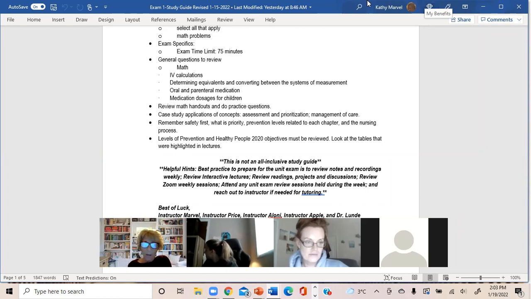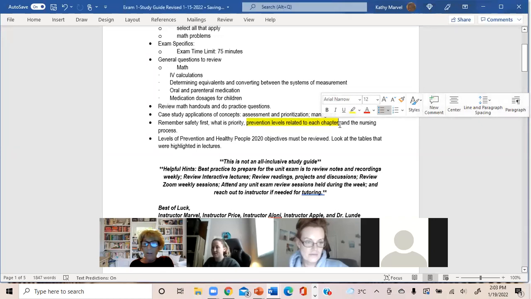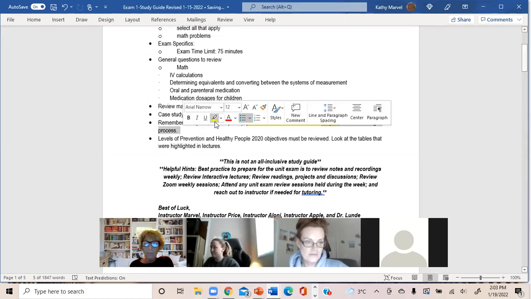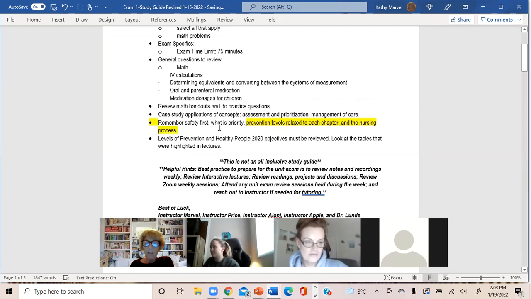Let's see. We already talked about case studies, reviewing case studies, assessment and prioritization, management of care. Remember, safety is always first. What's the priority? Prevention levels. Here, prevention levels for each chapter. And the nursing process, which is what? ADPI, right? Right here. Again, levels of prevention. Healthy People 2020 levels of prevention.